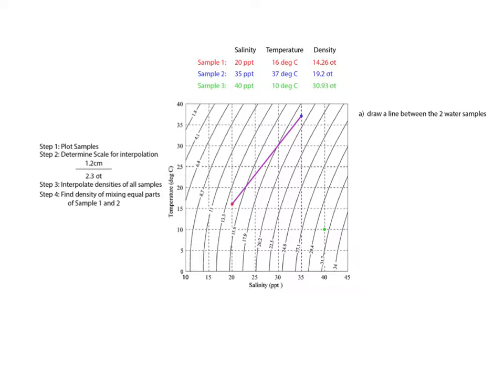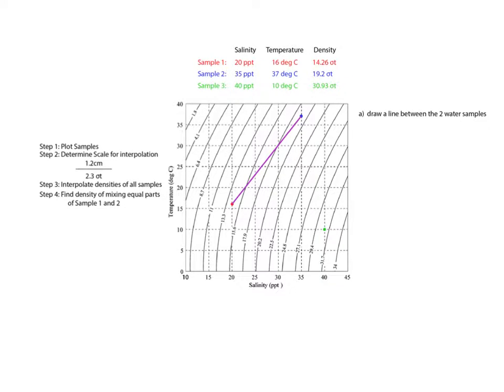Since we've now calculated the density for sample 1, sample 2, and sample 3, they're written at the top in that table, and we're going to actually do the mixing problem now. Our problem is that we're going to mix equal amounts of sample 1 and sample 2, let's say 100 milliliters of each. We want to know what the temperature, the salinity, and the density will be of that new solution, which is 200 milliliters, half of it sample 1 and half of it sample 2, mixed well together.